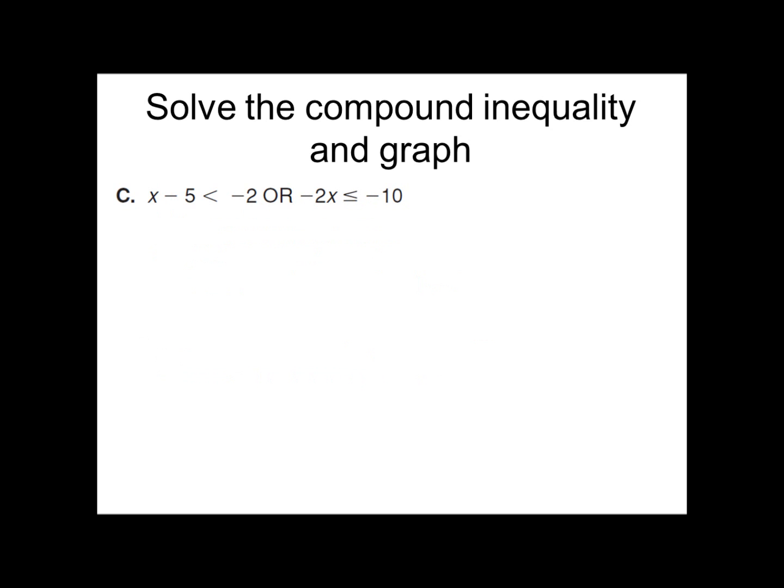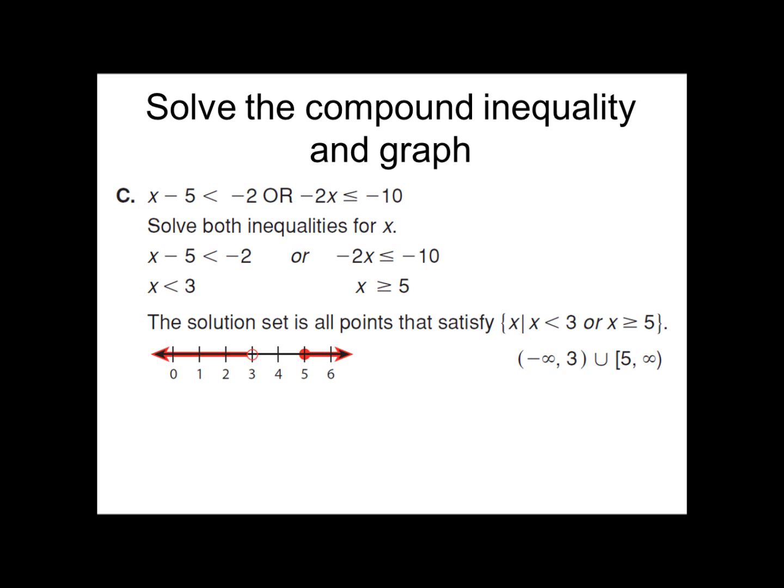Alright, let's try another one. Is this going to be a conjunction or a disjunction? Well, the tip-off is the word or. Solving them separately, we get x is less than 3 or x is greater than or equal to 5. This would be a disjunction.